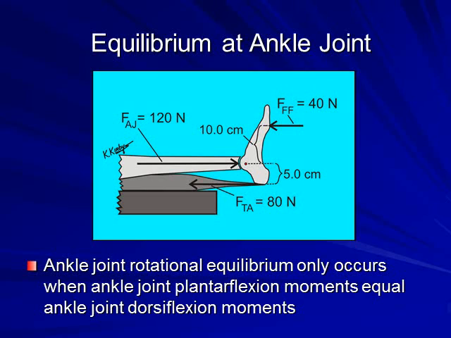So the 120 Newton force at the ankle joint, with the tibia pushing the foot toward the right, has to be equal to the 40 Newton force from our hand pushing the foot to the left and the Achilles tendon force pulling the foot to the left.